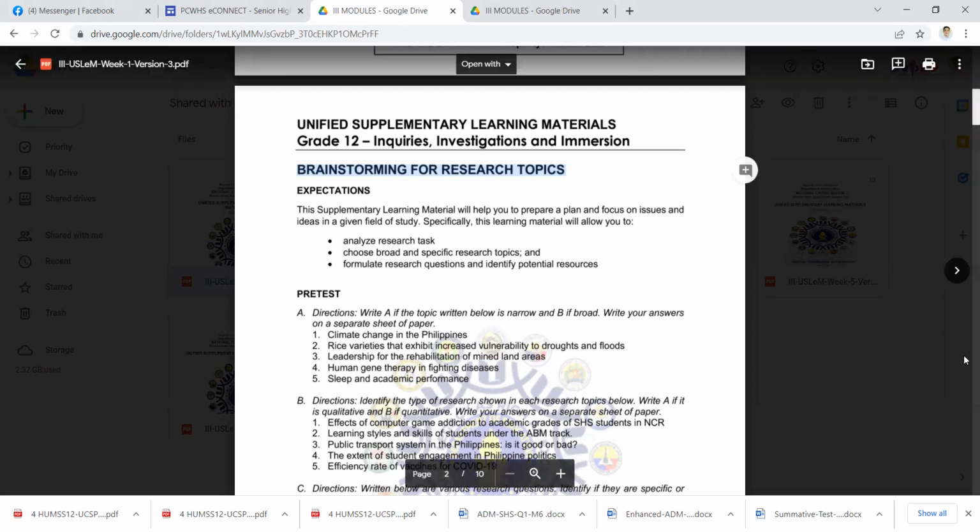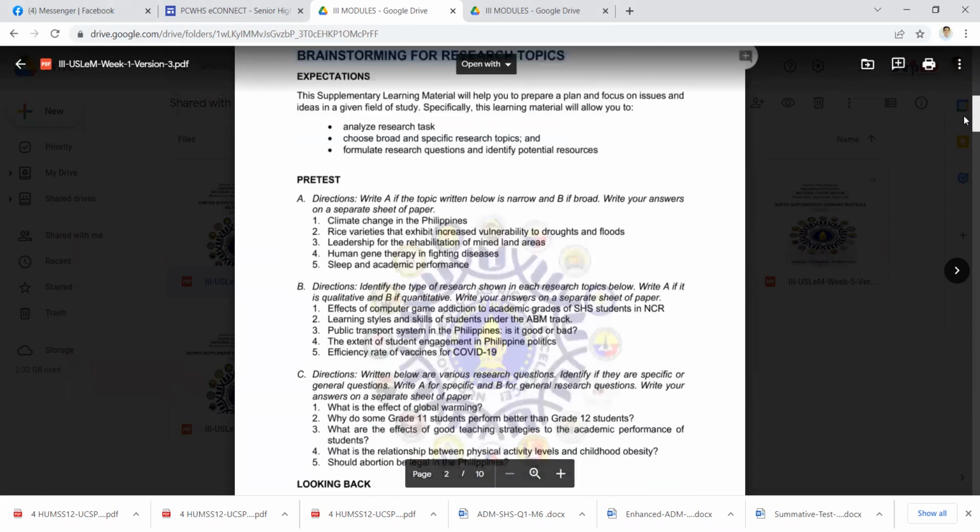Now, if you are in an online class, you can access the Google form that is provided to you by your teacher, you can answer through Google form. But if you are not an online learner, you can use a paper or the module that is being provided, answer only.